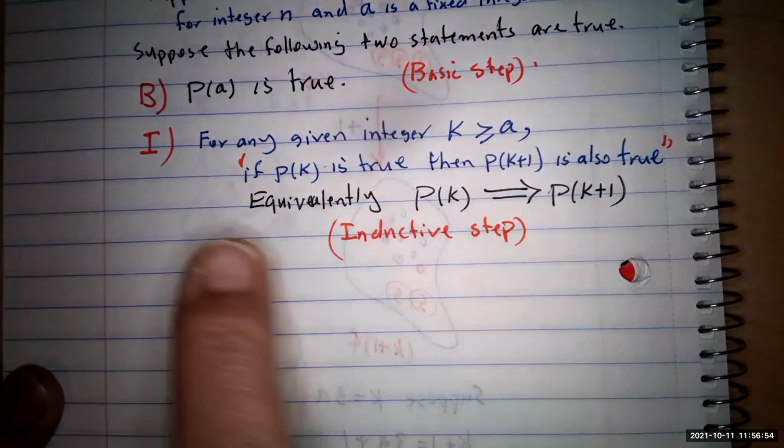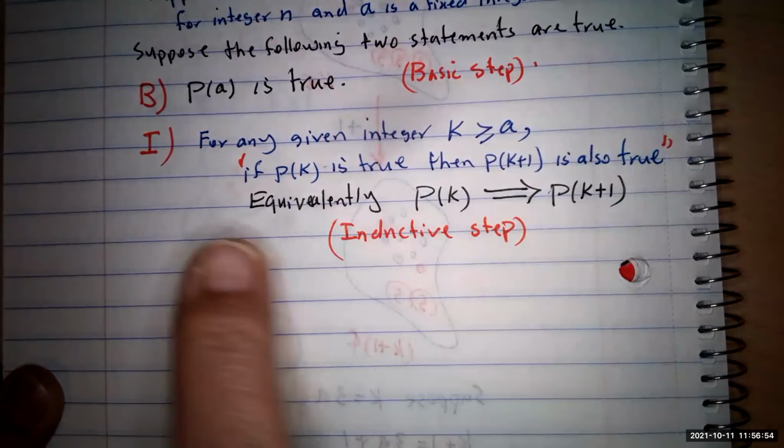So then by mathematical induction, P(n) is true for all integers, and of course, bigger than or equal to what? A, the basic one. This is the procedure that we have to go through.